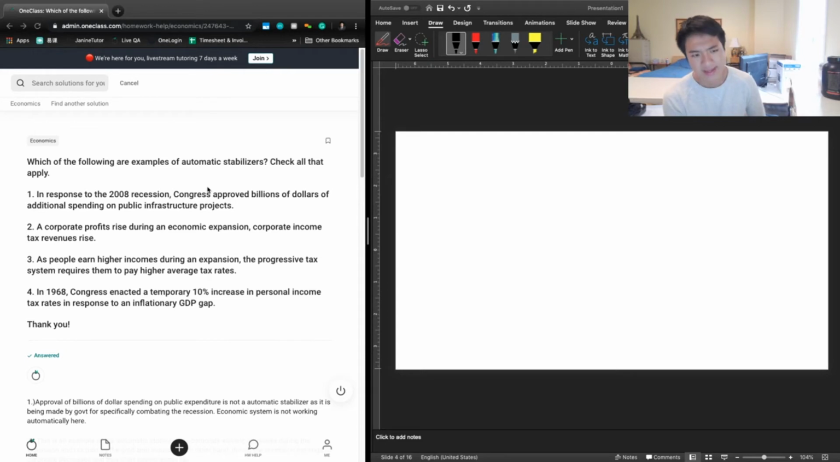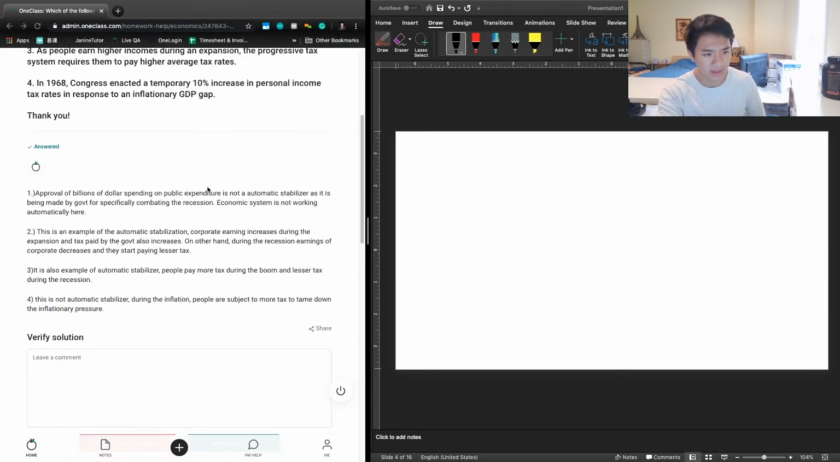And so number three is something that is an example of an automatic stabilizer. Number four says, in 1968, Congress enacted, and so again, we're thinking discretionary because Congress had to do something. So Congress enacted a temporary 10% increase in personal income tax rates in response to an inflationary GDP gap. And again, this is going to be discretionary, not automatic, and so we're not going to pick four.